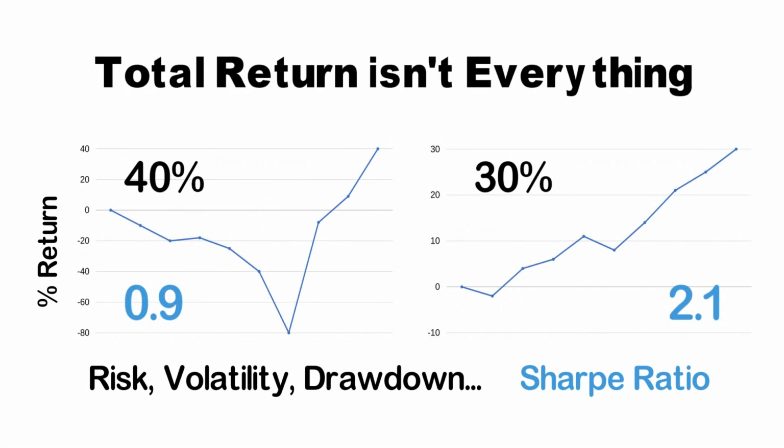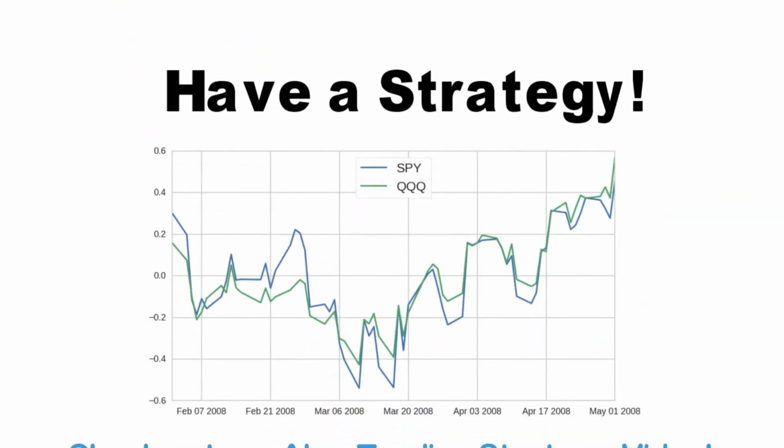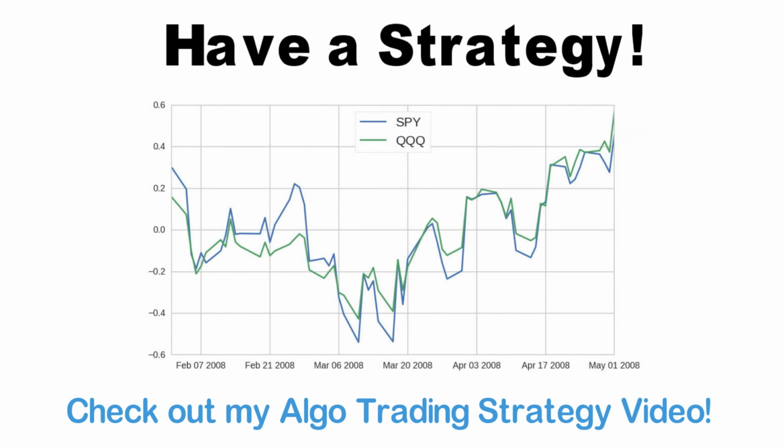The ninth algorithmic trading mistake is not accounting for risk when evaluating your algorithm's performance. Obviously, the total return of your algorithm is important, but it is just as important to understand how your algo achieved this return. Last but not least, make sure to develop a trading strategy before you try to create a trading algorithm. A trading algorithm simply is one concrete way of implementing your trading strategy. I highly recommend checking out my video on algorithmic trading strategies to get some inspiration.